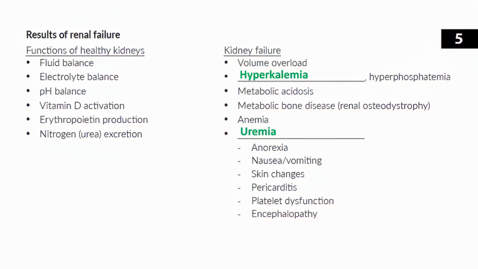And chronic kidney disease also leads to hypertriglyceridemia. It's not fully understood why, although it seems to have something to do with impaired clearance of triglycerides from circulation. So some of these, like volume overload and hyperkalemia and metabolic acidosis, are seen with both acute kidney injury and chronic kidney disease.